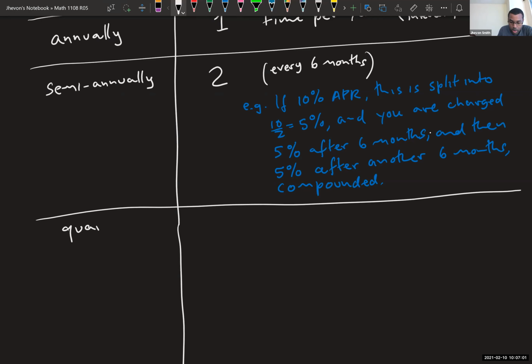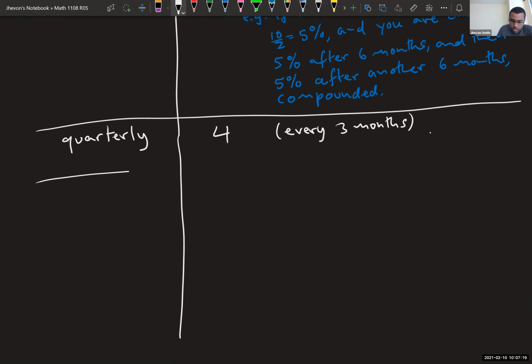Quarterly is another very popular one. This means four times per year, which means every 3 months. So they'll take the APR, divide it into installments, and they'll hit you with an installment every 3 months. Other typical ones, monthly.